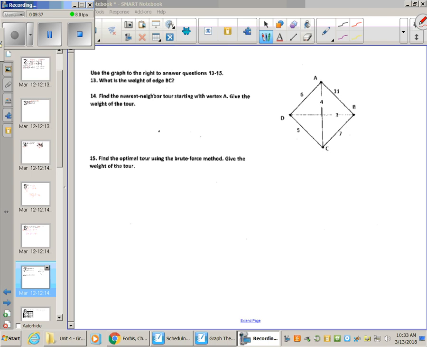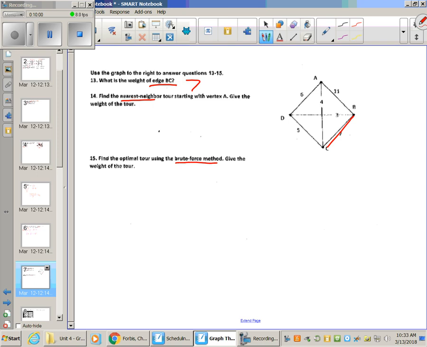Okay, again, you saw these next few questions on your quiz. You'll see them on your test. So make sure you're good with these. What is the weight of edge BC? Well, BC is right here. That has a weight of 7. The number associated with the line. And when we talk about nearest neighbor and brute force, that's usually talking about price.